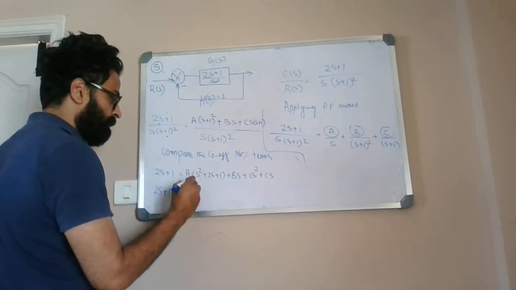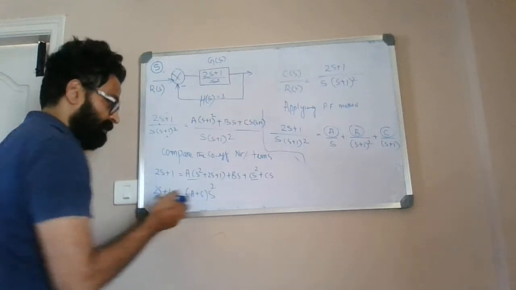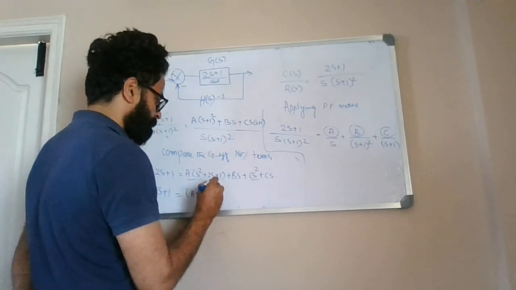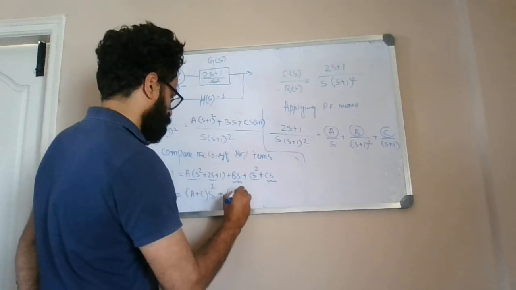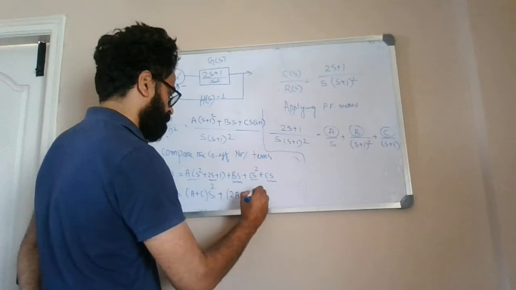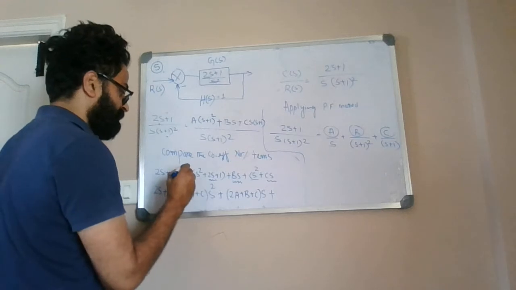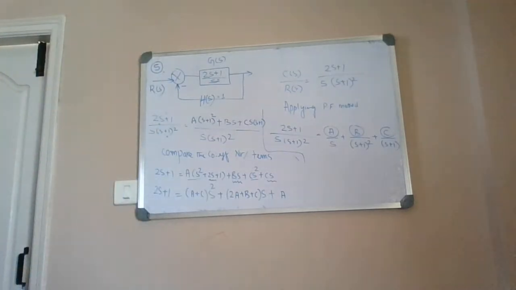So 2s plus 1 is equal to, I have an s square term here and an s square term here, so put together, (a plus c) into s square, plus you have 2as, bs and cs, so it is (2a plus b plus c) into s. And then finally you have the term independent of s, which is only a, on the right hand side.